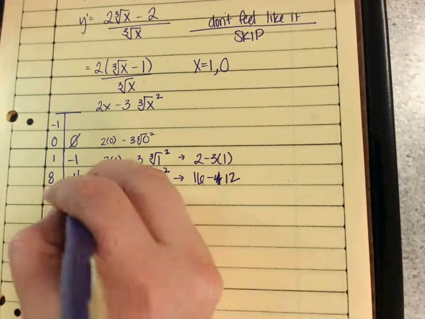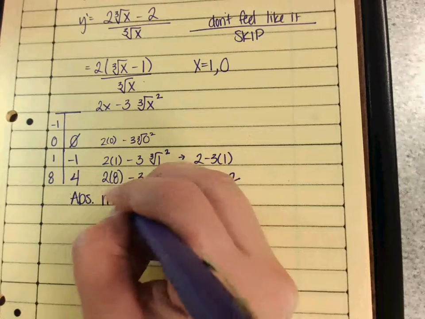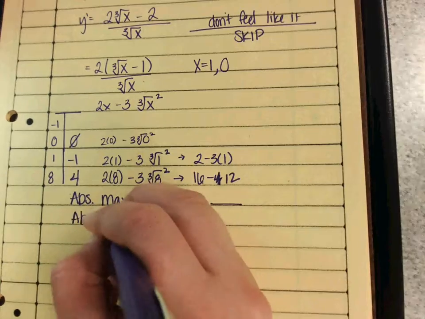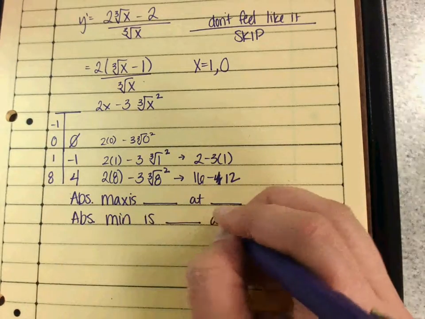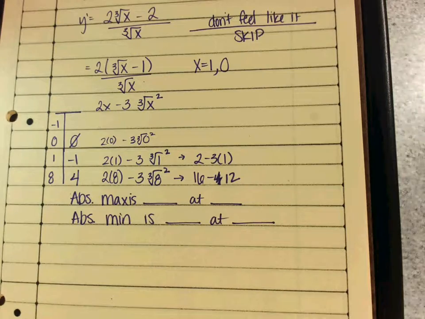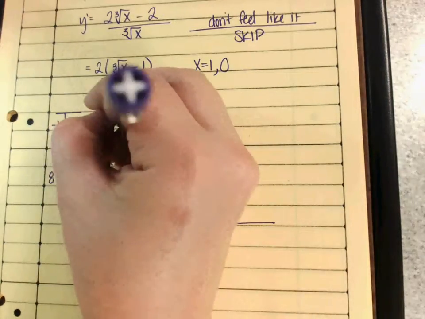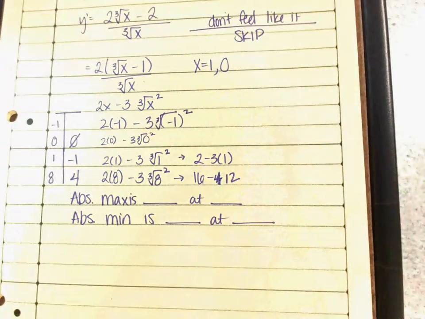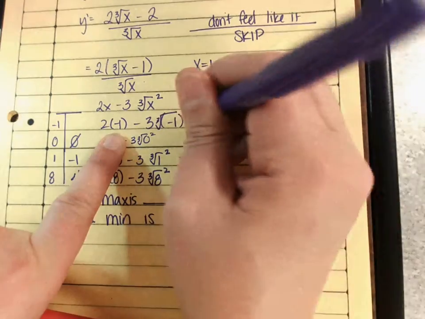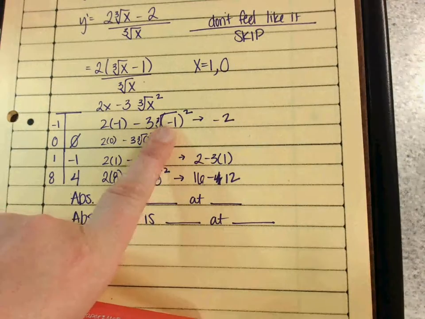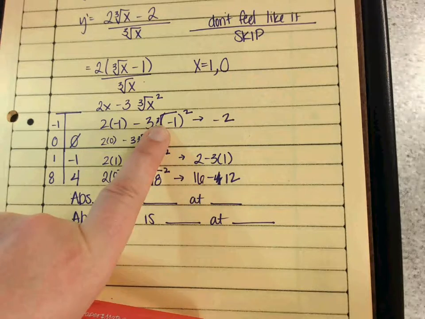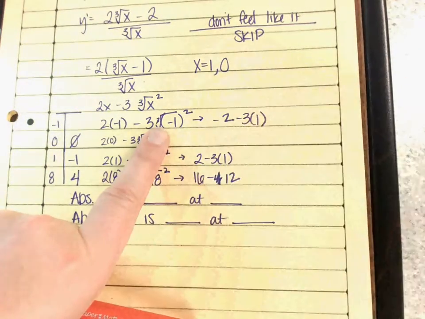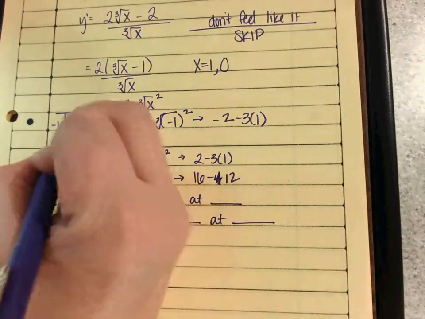And then I want you to fill in the blanks. Absolute max is blank at blank. Absolute min is blank at blank. So it'd be 2 times negative 1 minus 3 times negative 1 cubic rooted and squared. That's a negative 2 here in the front. But what is negative 1 if I cubic root it? Still negative 1, but then I square it. Positive 1. So it's minus 3 times 1. Negative 2 minus 3 more is negative 5.